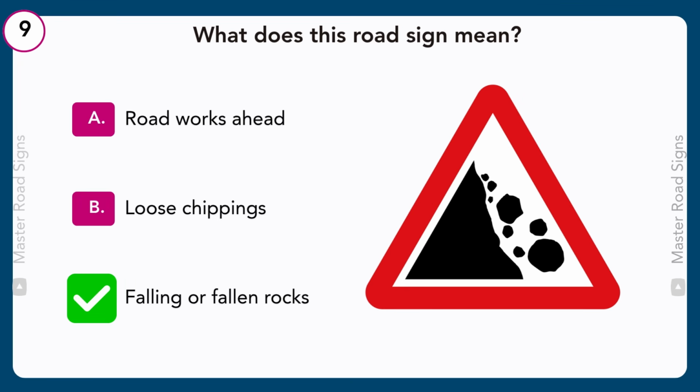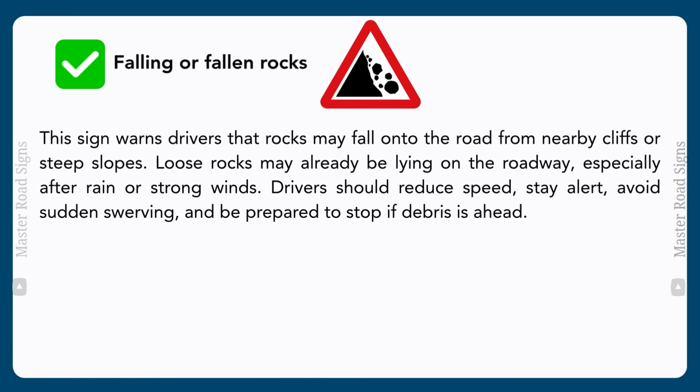Option C is correct, falling or fallen rocks. This sign warns drivers that rocks may fall onto the road from nearby cliffs or steep slopes. Loose rocks may already be lying on the roadway, especially after rain or strong winds. Drivers should reduce speed, stay alert, avoid sudden swerving, and be prepared to stop if debris is ahead.